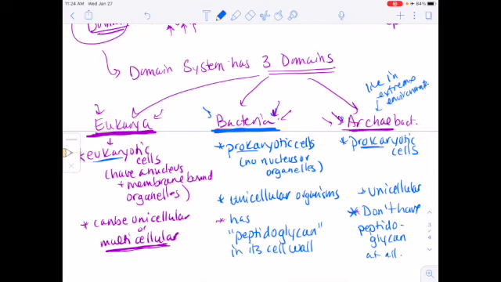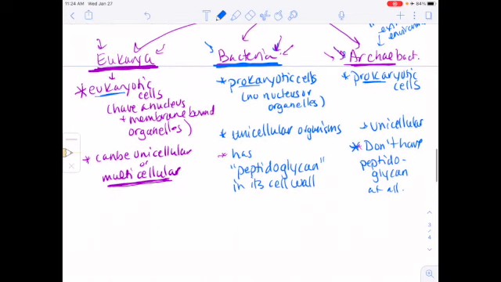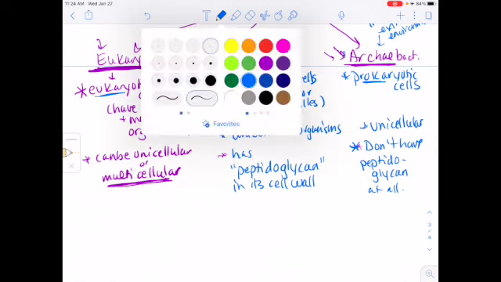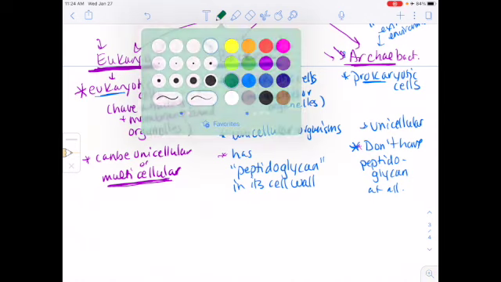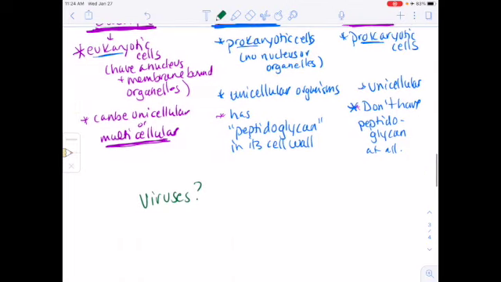Okay. Now you may notice that I left something out here. Let's get a third color going. How about green? What about viruses? Where do they fit in? Guess what? Viruses don't fit in to the 3-domain system. They're not eukaryotic cells. They're not prokaryotic cells. We actually don't consider them to be living organisms.